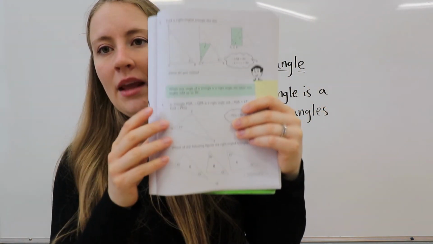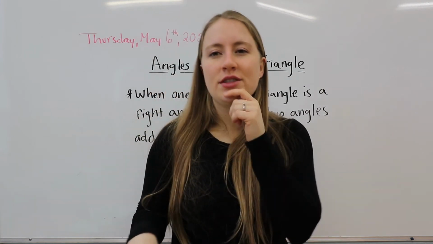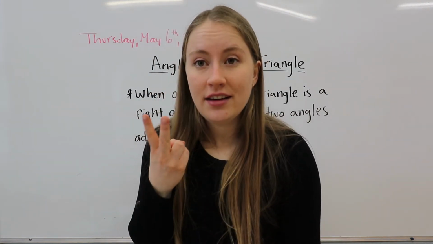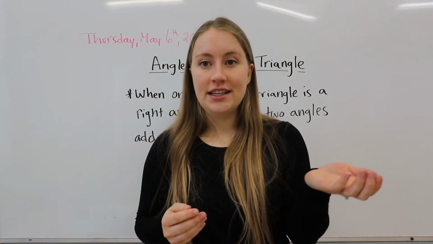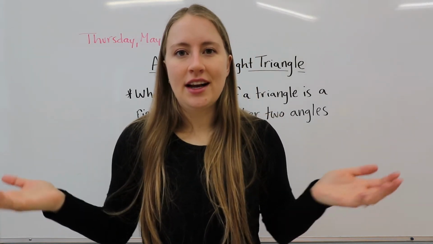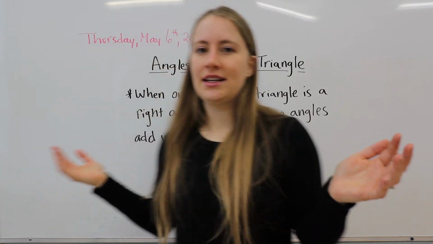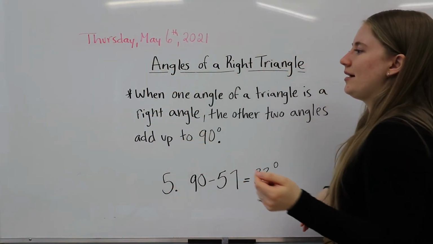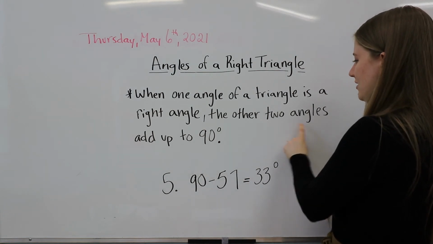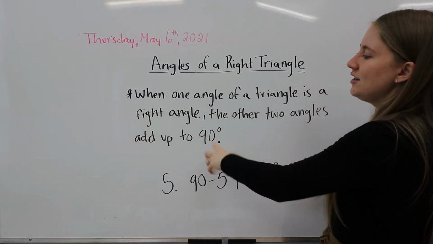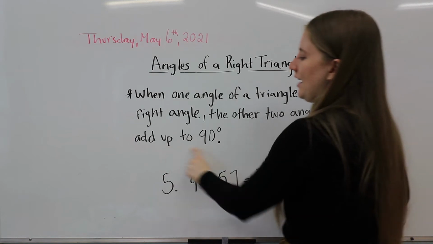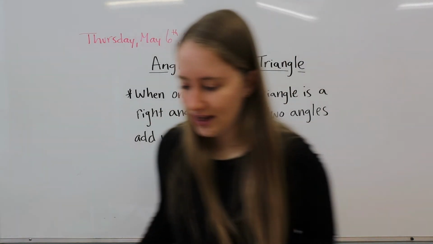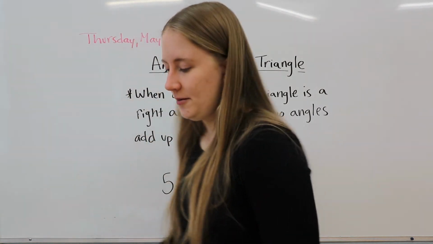Okay? So this is where we use our critical thinking skills and we realize that if 2 of the angles add up to 90 degrees, then the third angle is a right angle, right? Because it's kind of the backwards view of this rule, right? The other 2 angles add up to 90 degrees. So if the other 2 angles add up to 90 degrees, then one angle is a right angle. Okay, so let's figure this out together.